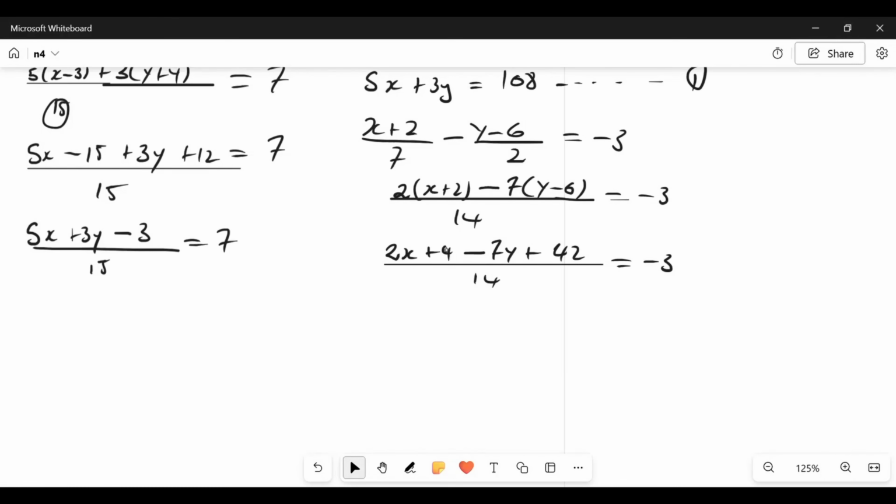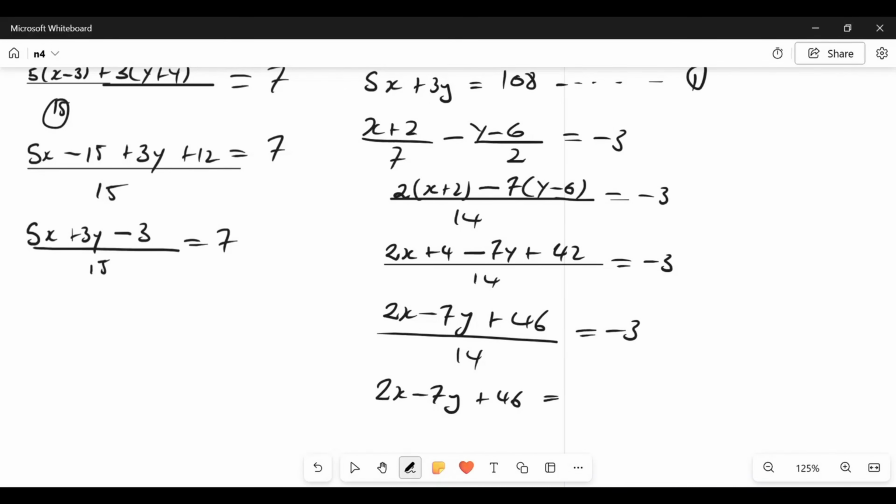Now that we have created space, we have like terms here with 4 and we have 42 there. Now it's time for us to add these like terms. So we're going to start with 2x minus 7y, 4 plus 42. That is going to give us plus 46. All this is divided by 14, and this is also equaling to negative 3. From here, we have to do cross multiplication. We multiply this 14 with negative 3, and then we'll have a linear equation. So let's continue. We have 2x minus 7y plus 46, and this is going to be equaling to negative 42.